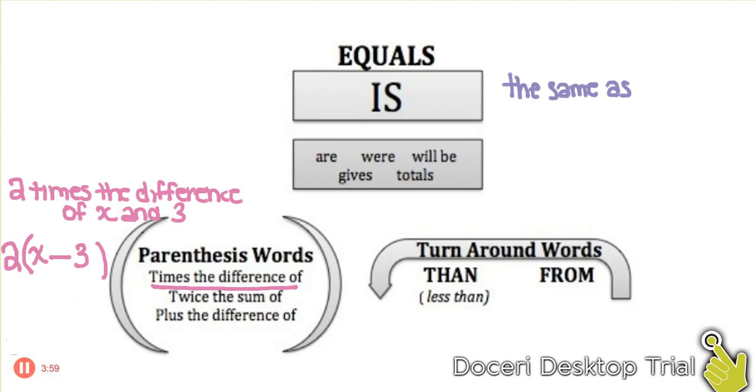Then we have turnaround words. Turnaround words mean they're written backwards and we kind of have to turn them around. So whenever we use the word than, like less than or greater than, we need to turn that statement around. So if I say 3 less than x, that's technically a turnaround, meaning that I want to take 3 away from x. So the x actually comes first, and then I subtract 3 from that. So that's how we would use the turnaround word.